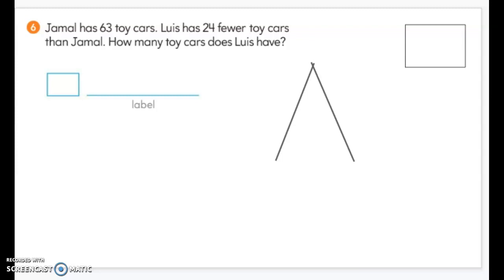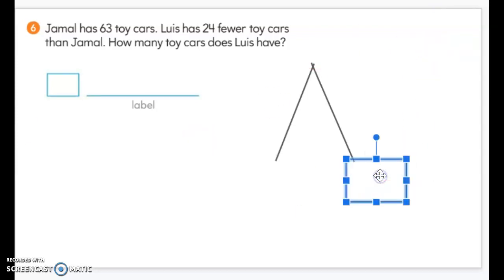Number 6. Jamal has 63 toy cars. Louis has 24 fewer toy cars than Jamal. How many toy cars does Louis have? My hint for you is my unknown is right here. Go ahead and hit play until you finish solving it.